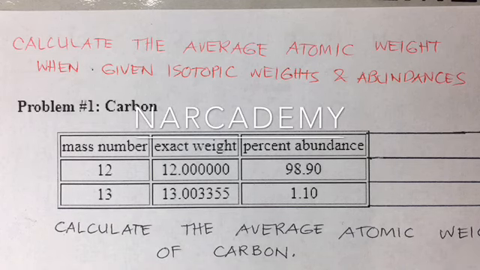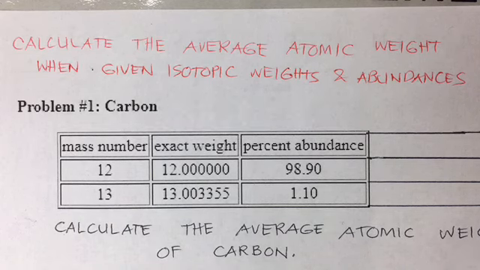How do we calculate the average atomic weight of a certain element when given the weights or the atomic masses of all the isotopes of this element and the percent abundances? In this video, we're going to learn how to calculate for the average atomic weights of the isotopes of a certain element so that we can get the average atomic mass of this particular element.